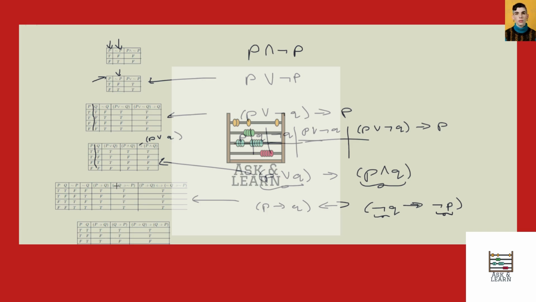And this will be not Q implies not P. So false implies false, true. True implies false, which is false. False implies true. True implies true, it's true. So this is if and only if. So we have true if and only if true, so that's true. False if and only if false, so true. True if and only if true, so true. True if and only if true, so true.